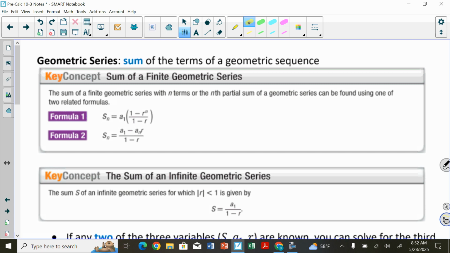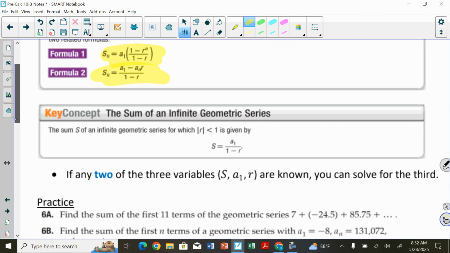Let's talk about the geometric series. Here's the sum of the terms of this sequence. So I'm going to add them up. There's a couple different formulas we can use. One is this one here. Second one is this one here. Either of them works depending on what information you're given.